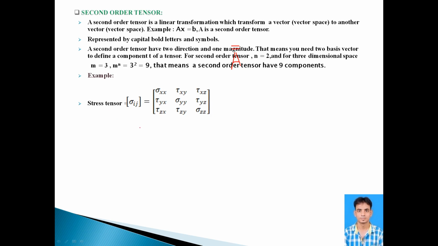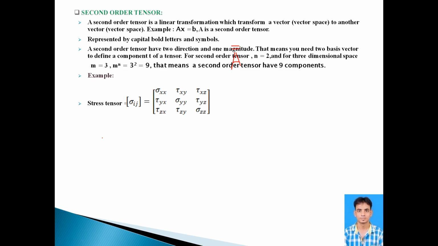So the stress has two directions. One represents the plane, that means the direction of the normal to the plane, and one is the direction of the stress, in which direction the stress is acting. So these are the 9 components. This is an example of the stress tensor.